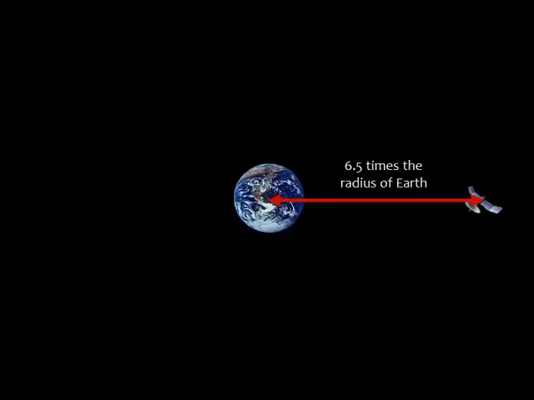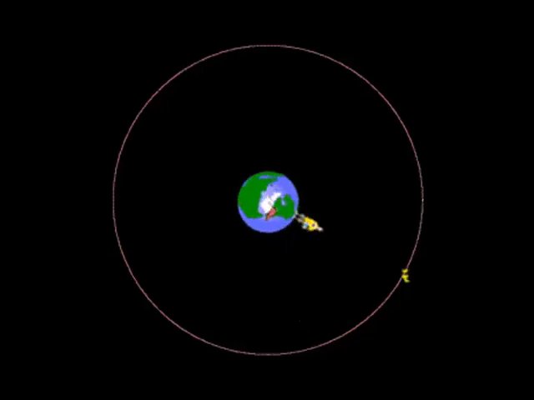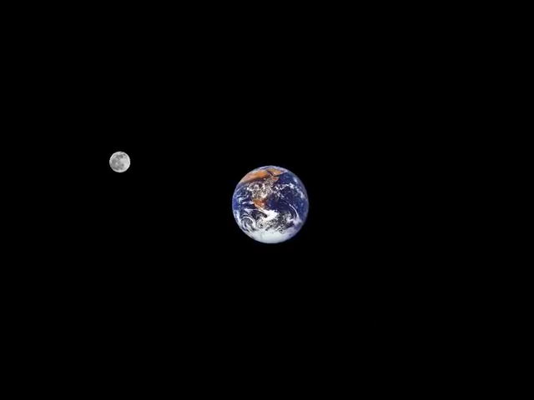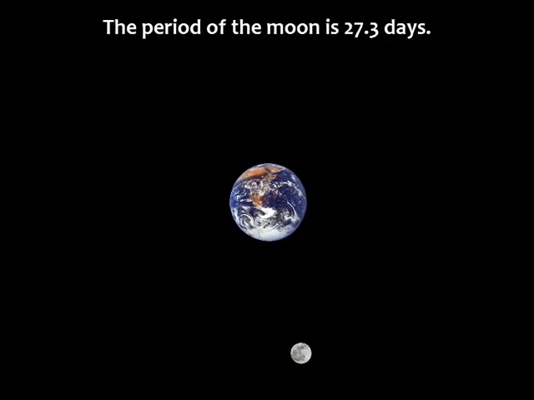Communication satellites are located in an orbit 6.5 Earth radii from Earth's center, so that their period is 24 hours. This period matches Earth's daily rotation. They orbit in the plane of Earth's equator, and they're always above the same place. The Moon is farther away and has a 27.3-day period.